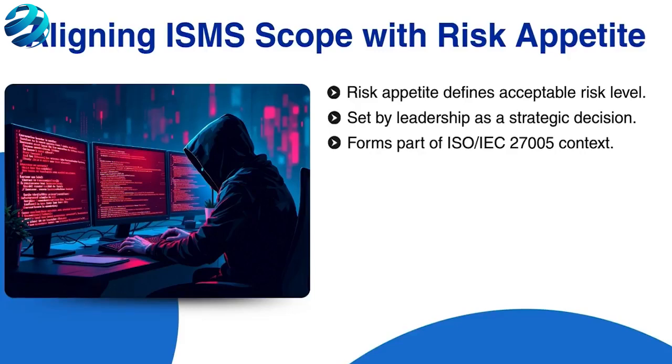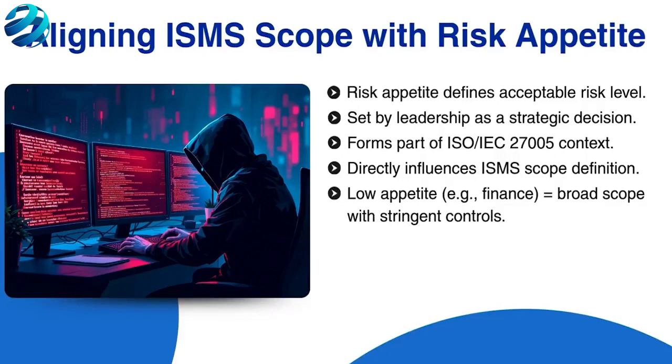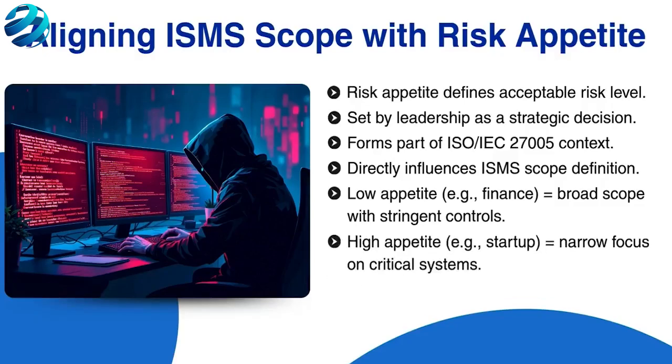The defined risk appetite has a direct and profound influence on the scope of the ISMS. For instance, an organization with a very low risk appetite, such as a financial institution, will likely require a very broad and comprehensive ISMS scope, covering nearly every aspect of its operations with stringent controls. Conversely, a startup with a higher risk appetite might choose a narrower initial scope, focusing only on its most critical systems. Aligning the ISMS scope with the organization's stated risk appetite ensures the security program is fit for purpose and has the full backing of leadership.